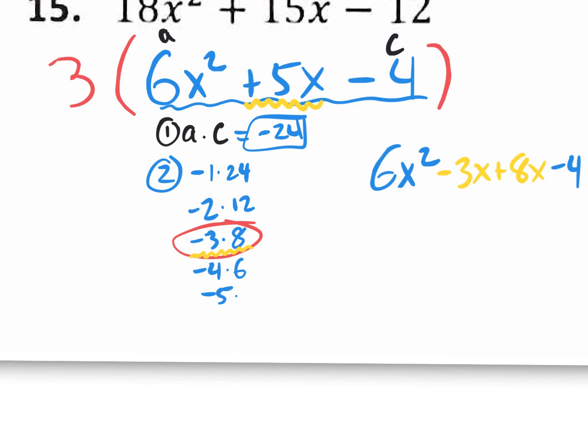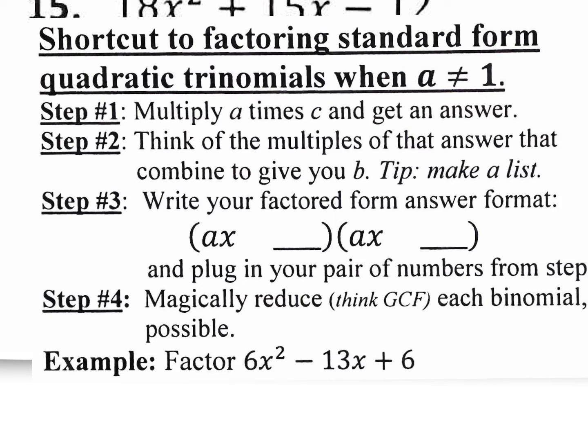But let me stop right there. We'll pause it right here, and we'll get back to this question right now. I want to show you a shortcut, and the shortcut is this. So steps 1 and 2 are the same. Step 1, multiply a times c, get an answer. Step 2, think of the multiples of that answer that combine together to give you b. Make a list. We already did those 2 steps.